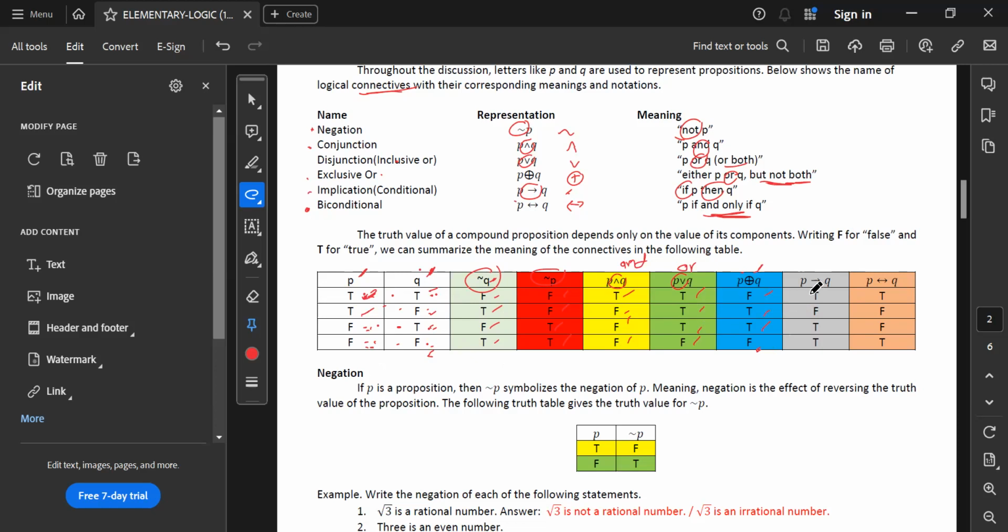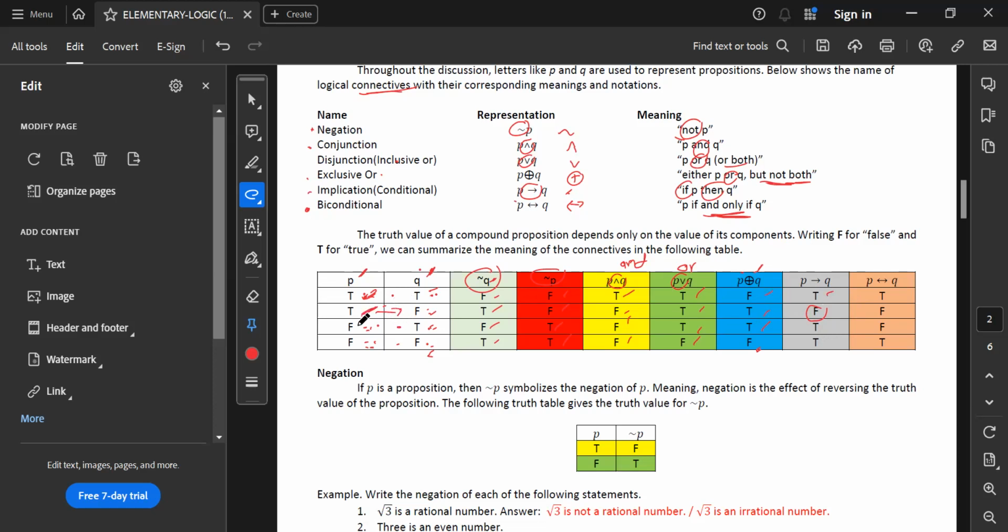So for the second to the last, implication. What you should watch for is that it is false only once, when the true leads to a false. That is the only time it is false; the rest are true. So true if true then true, so it is true.